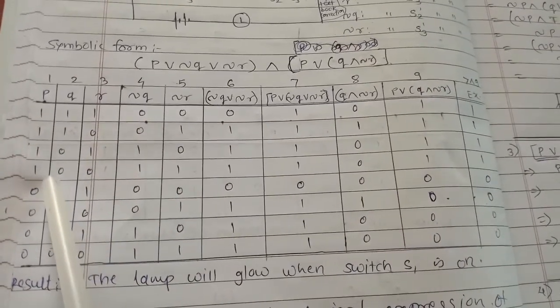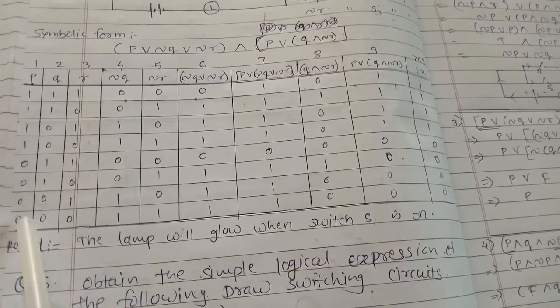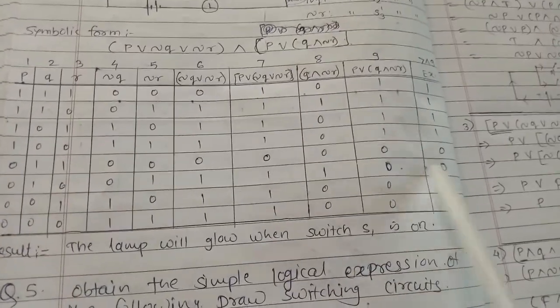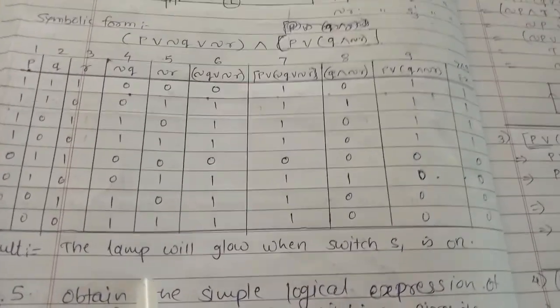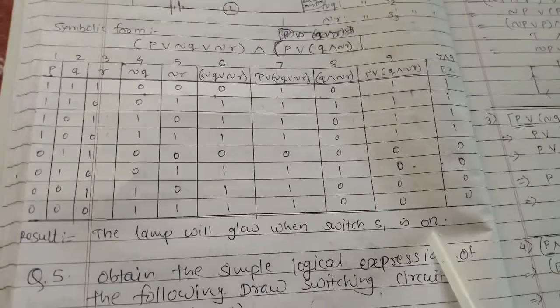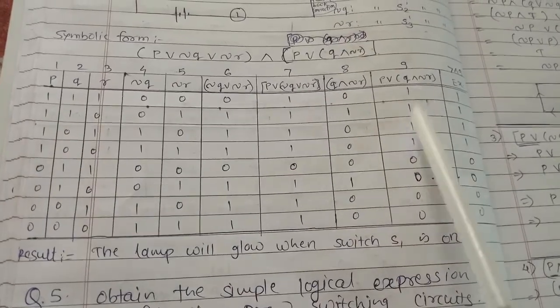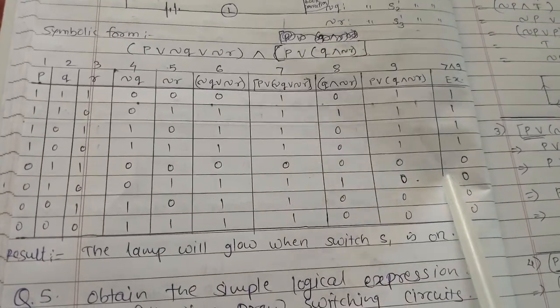switch S1. See here, first one we have to compare this one. Switch S1 जब on होगा तभी यहाँ पे लैम्प ग्लो होगा. In last four cases we see that the S1 lamp is off, so here we get the result, that it is off. So we have to write down the result. The lamp will glow when switch S1 is on. See, so when switch S1 is on, then and only then the lamp will glow.